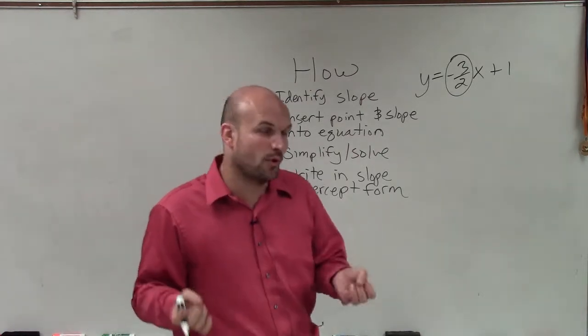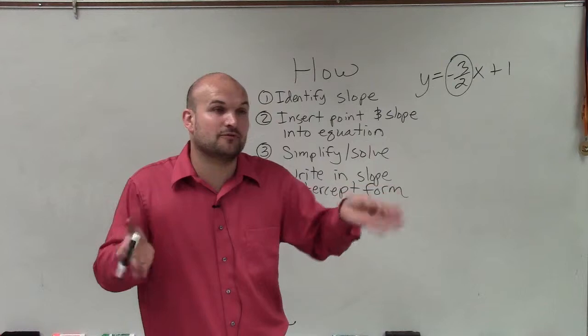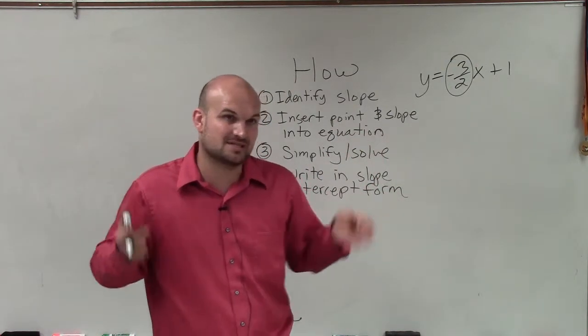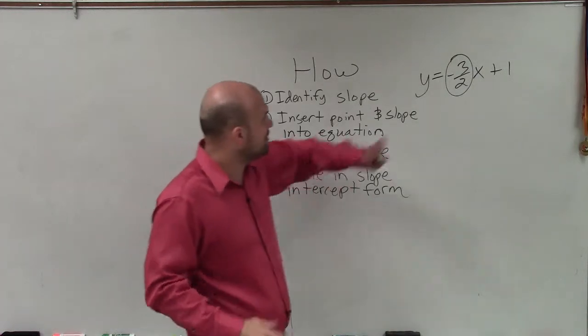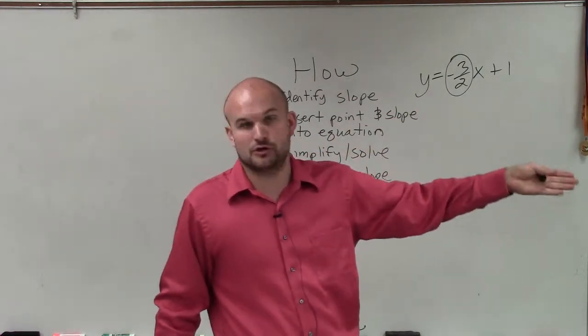And why this is so important is because our new equation has to have the exact same slope if we're going to be writing the equation of a parallel line, because parallel lines have exactly the same slope because they never intersect. So we want to make sure we can identify what the slope is, because that's going to be a part of our new equation.